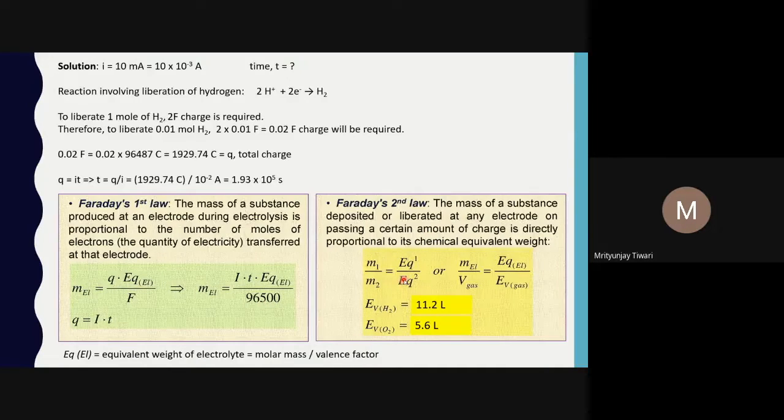Now, once you know the equivalents, consider 1 equivalent of electrons while you provide electricity during an electrolysis process, whether it is the electrodeposition of a metal, the liberation of certain gases, or sometimes the purification of metals. For example, we have seen copper. We use impure copper as the anode, and when we use electricity, pure copper is deposited at the cathode. So these are the areas where this process is very useful.